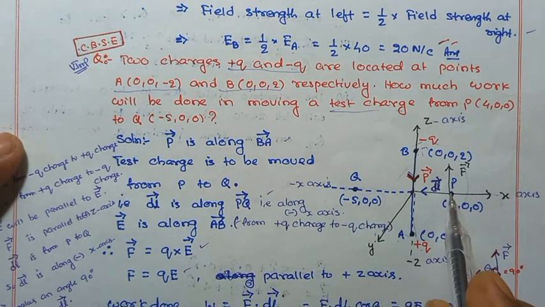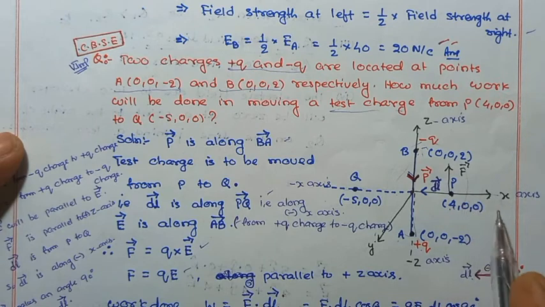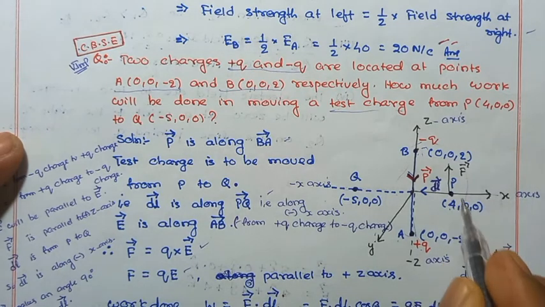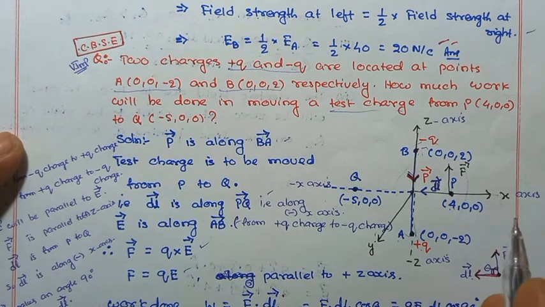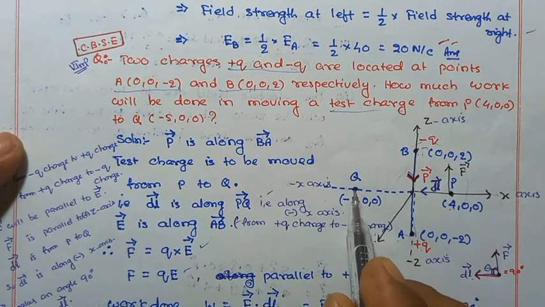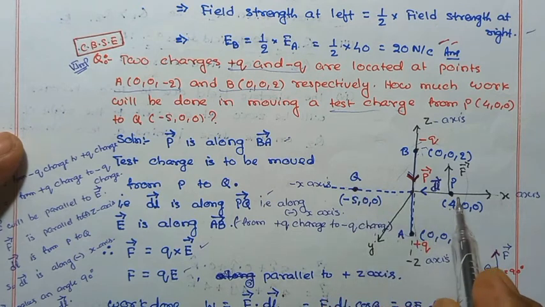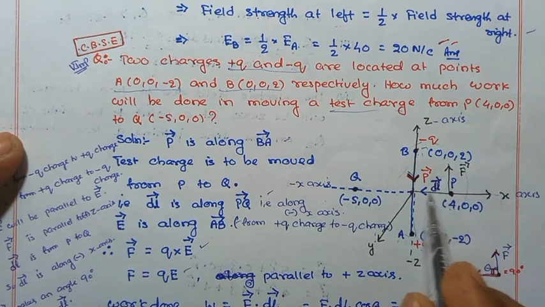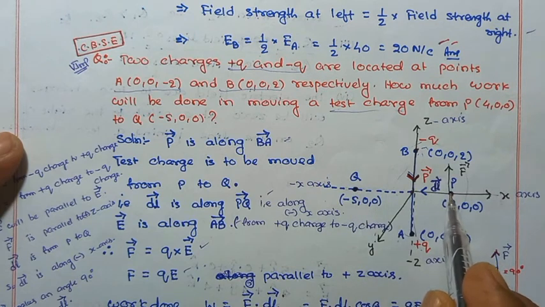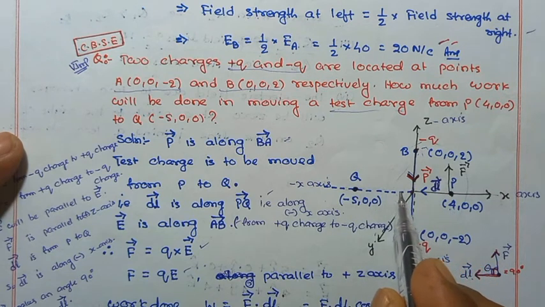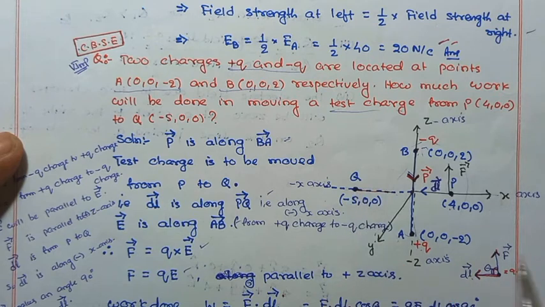P point is (4, 0, 0), that means on the x axis, y is 0 and z is 0. The point (4, 0, 0) is lying at positive x axis, and (minus 5, 0, 0) is lying at negative x axis. So we have to move this test charge from P to Q, that means from positive x axis towards negative x axis.